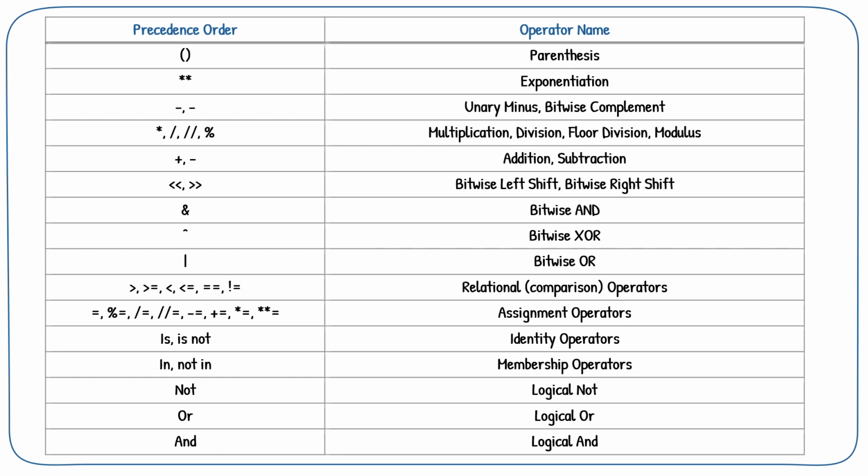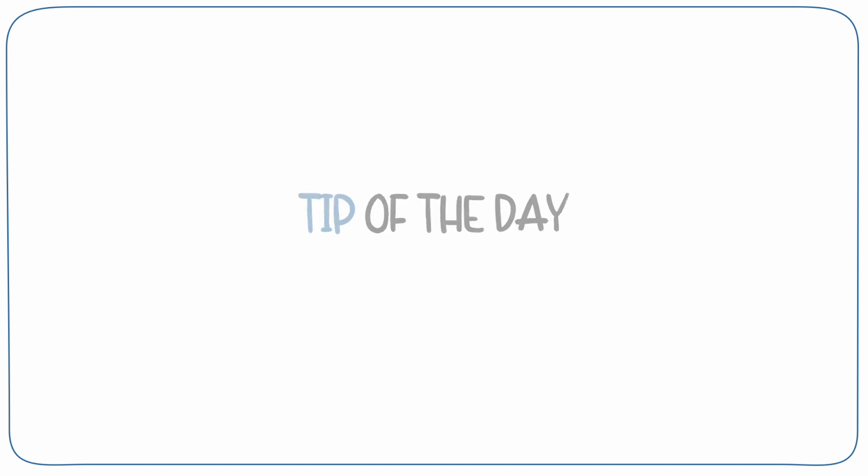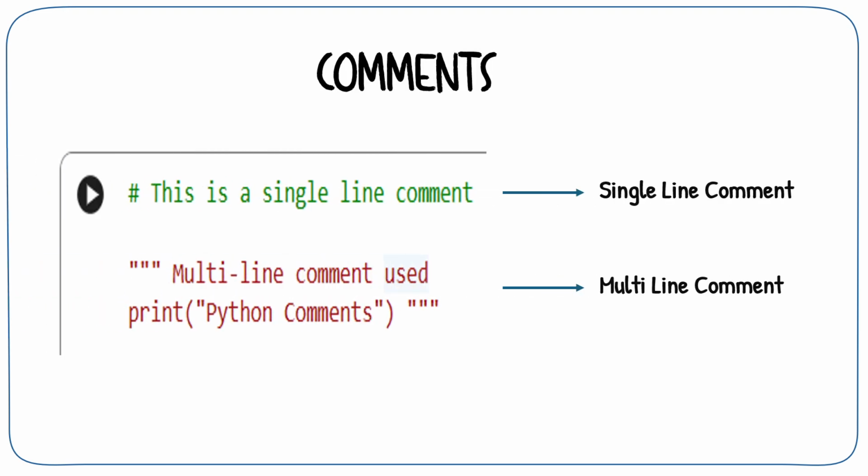So these were all the operators in Python. Now at the end of the video, today's tip is comments. So what are comments in Python? In Python, comments are used to explain code and are ignored when the program runs. For putting a comment in between our code, we put a hash symbol in front of the line and the job is done. If we want to put a multi-line comment, then we will have to put a hash in front of each line.